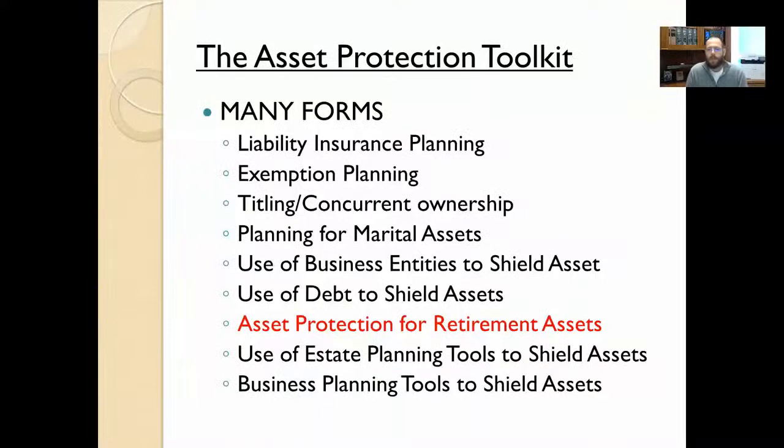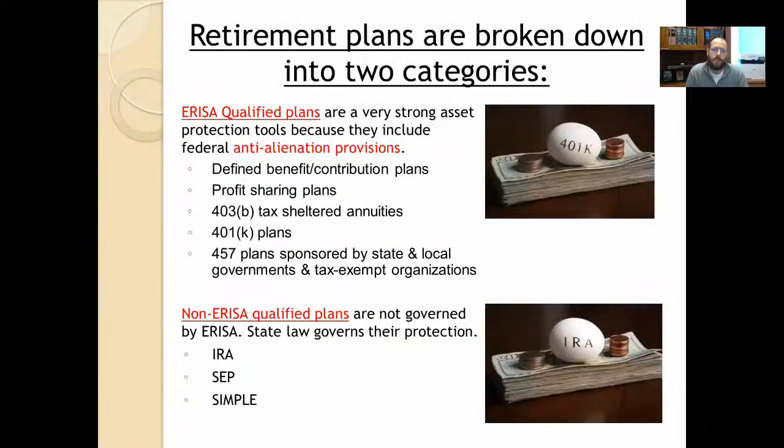All right. So regarding an asset protection toolkit that we use as asset protection attorneys, you're looking at liability insurance, exemption, concurrent ownership, marital plans, businesses, debts. And here's where this kind of falls in: asset protection for retirement assets. We use estate planning tools and business planning tools as well. So I'm just jumping to this one particular area within the asset protection environment. And as I already mentioned, retirement plans are really broken down into two different categories. You have ERISA qualified and non-ERISA qualified.